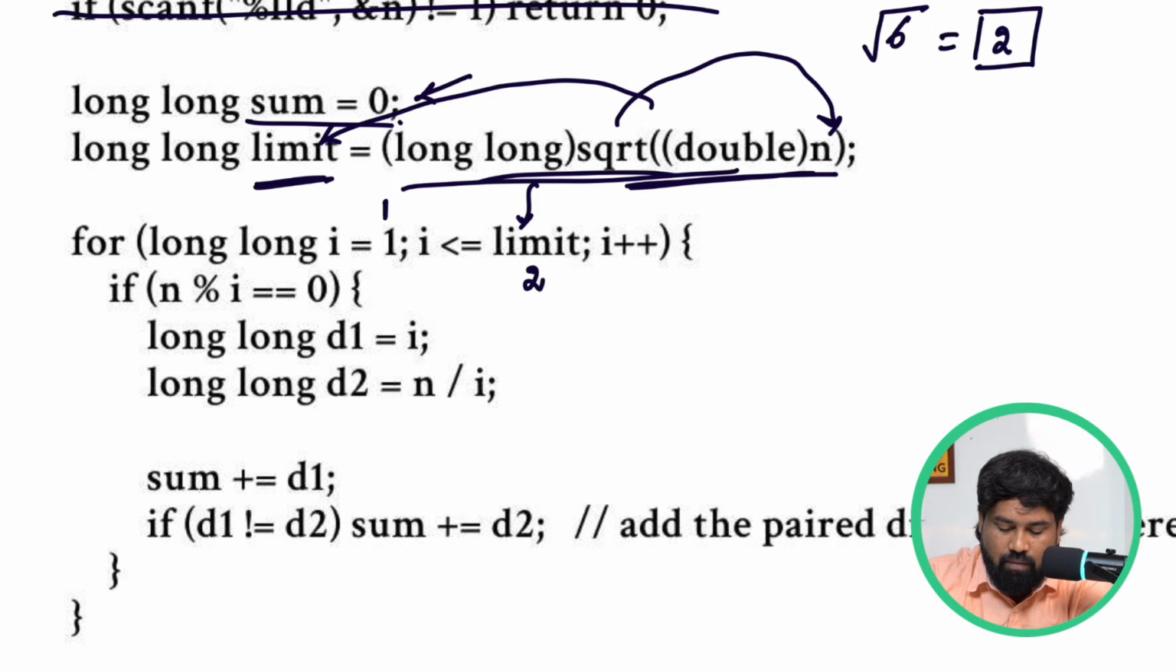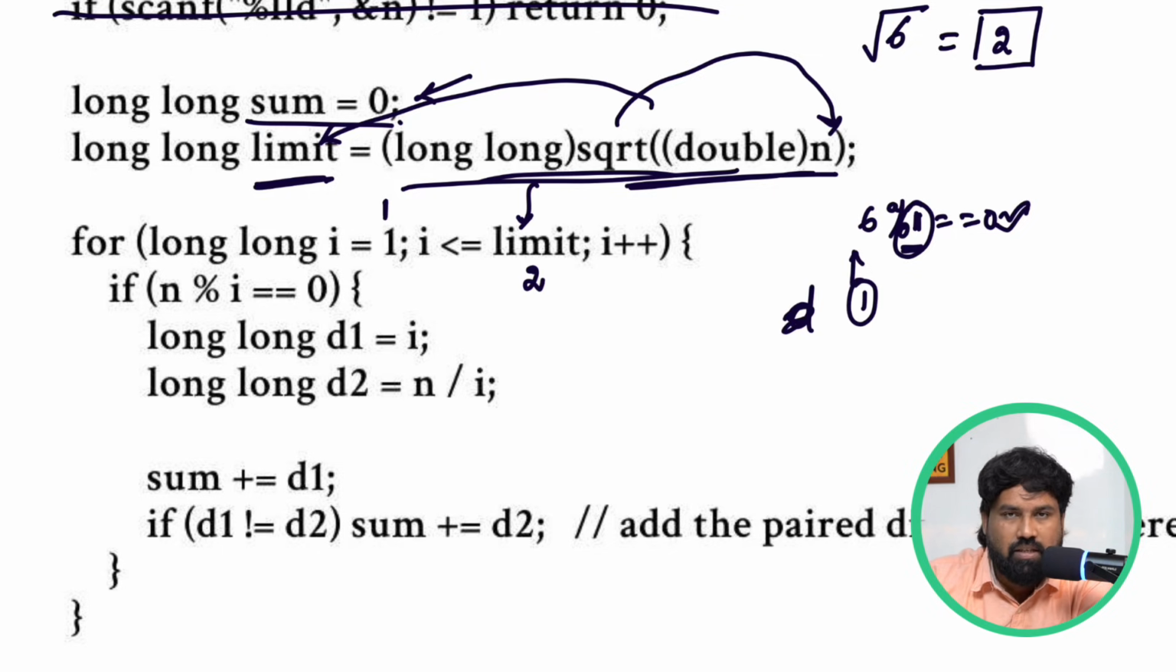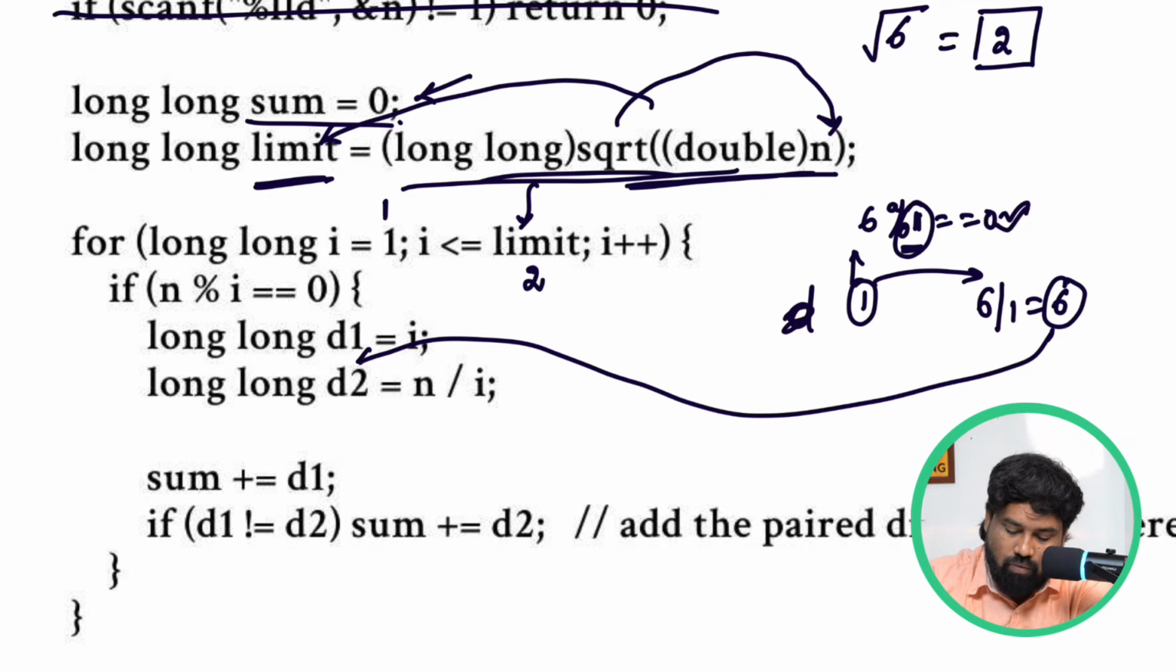Next, if n percentage i, n value is 6, percentage i means 6 mod 1, is it equal to 0 or not? Yes, true. If you take modulus with 1, any number will divide exactly, so 0. So long d1 is equal to i and long d2 is equal to n by i. d1 is divisor 1. I told you, right? 1 is a divisor of 6. What is the quotient? Quotient means 6 by 1, which is equal to 6, right? So 6 I am storing in d2.